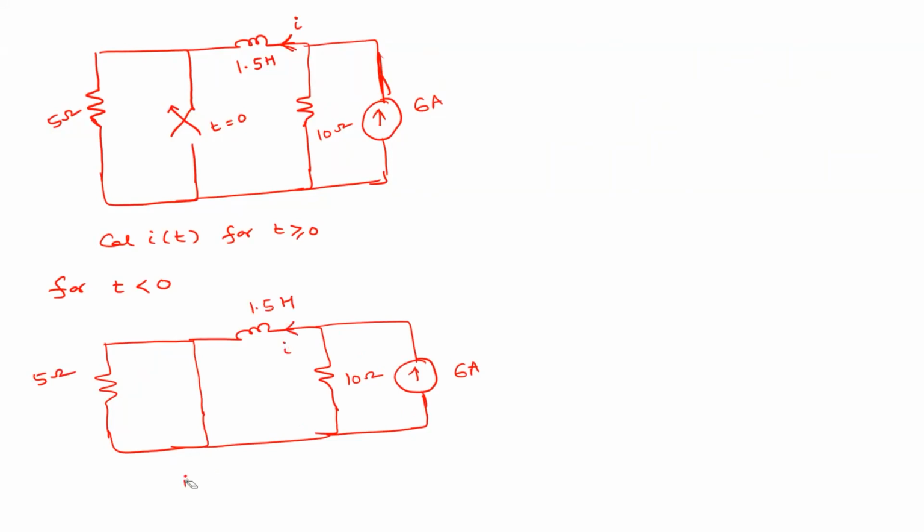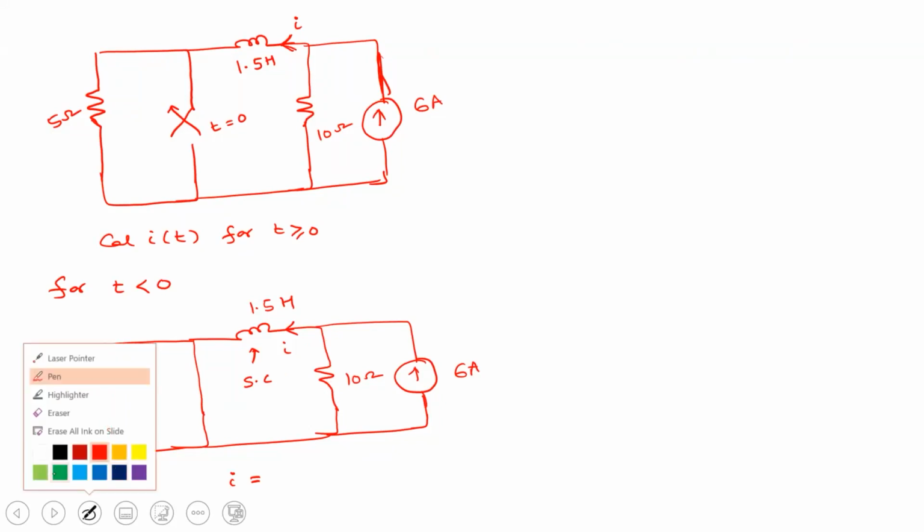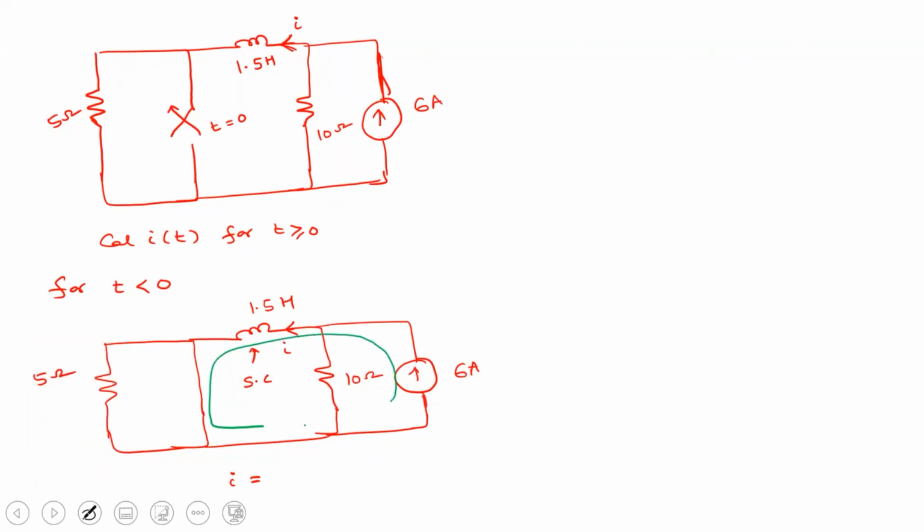What is this current I now? Tell me. What is the value of that current I? 6 amperes, right? So this is short circuited, so the current is directly flowing like this. So this I equal to 6 ampere, which is equal to I naught. Understood?